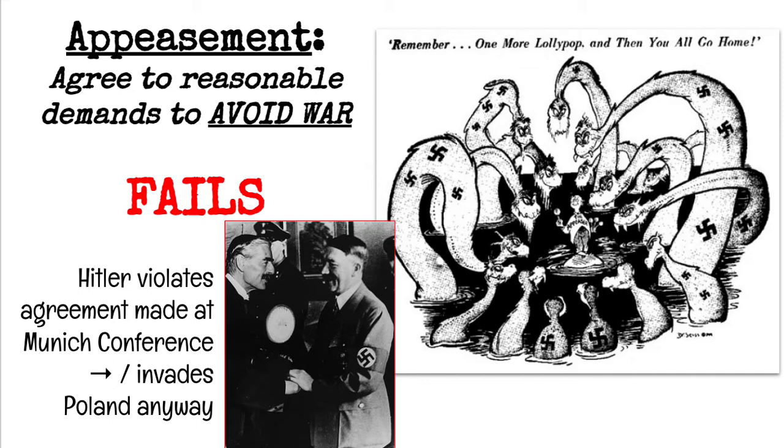By practicing appeasement, it gave Hitler more time to build up his military, to gain a bigger foothold in Europe. This policy was a complete and utter failure. This idea that they were going to give in to Hitler's demands in order to avoid war, it failed. Instead, they could not avoid the war.